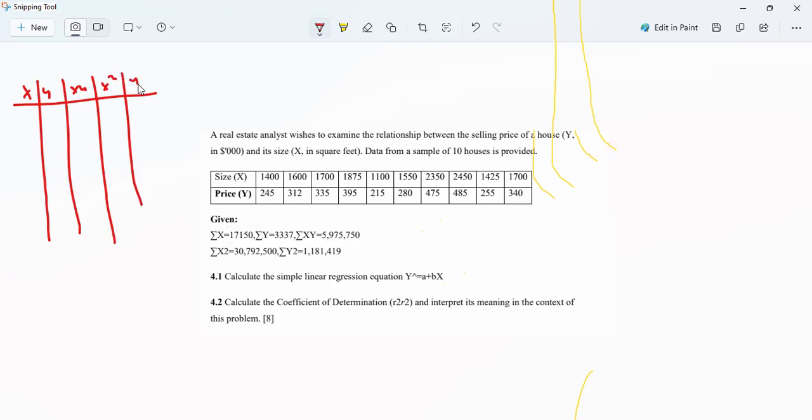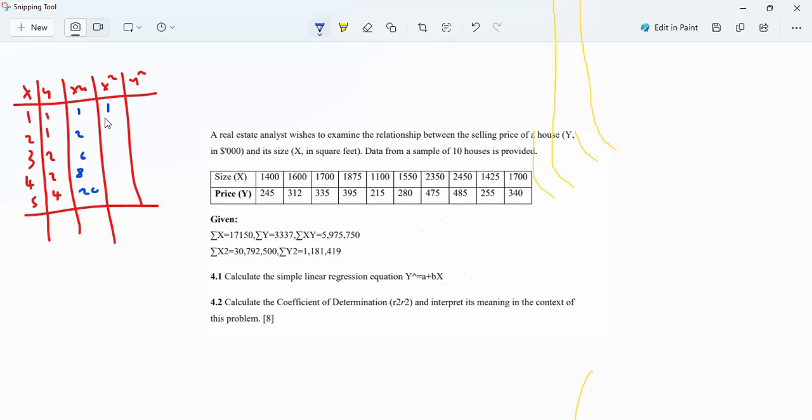If you are given, for instance, our X as 1, 2, 3, 4, and 5, and our Y is given as 1, 1, 2, 2, and 4. So how do you find the xy? Anyone? How to find the xy? You multiply this by that: 1, this by that: 2, this by that: 6, this by that: 8, this by that: 20.